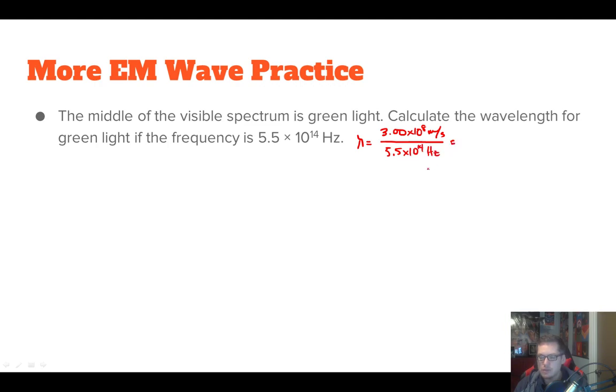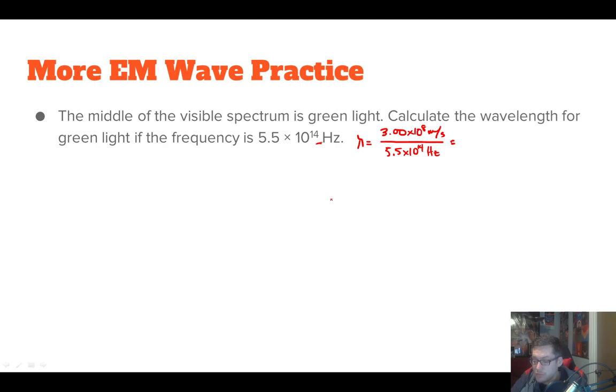Okay, and when you're doing these, make sure you pay attention. Sometimes they'll have a prefix, and one of the really common ones is megahertz. You'll see that a lot. Remember, mega is times 10 to the 6th, so you might have to convert megahertz to regular hertz in order to do it. So anyway, we'll do our 3 E8 divided by 5.5 E14.